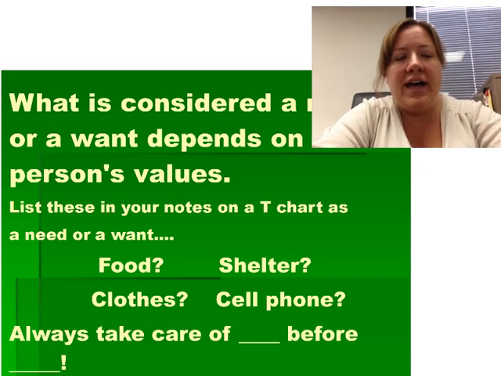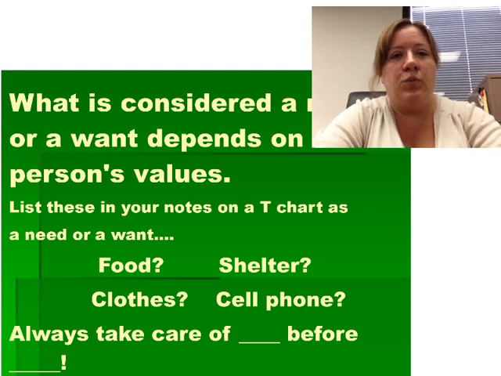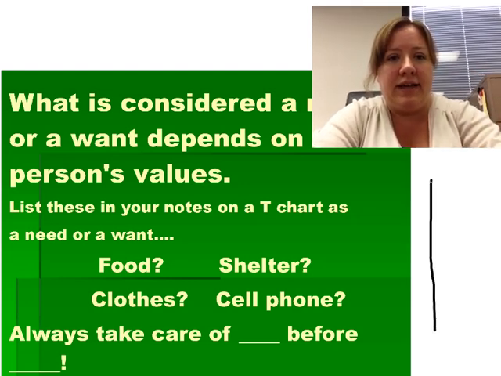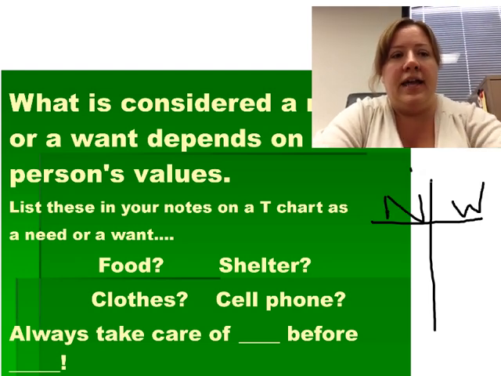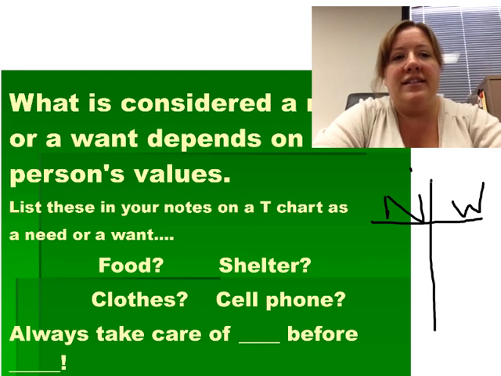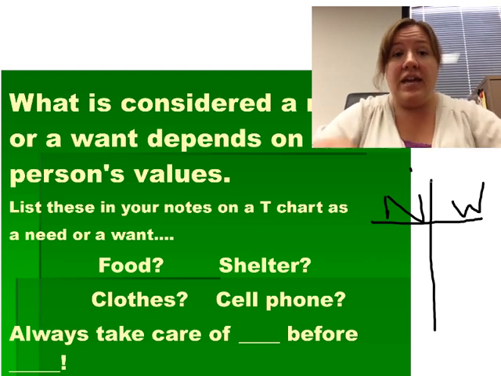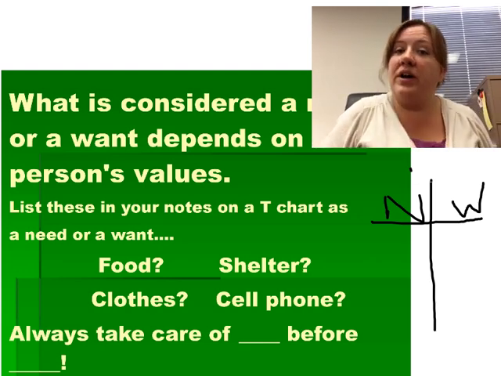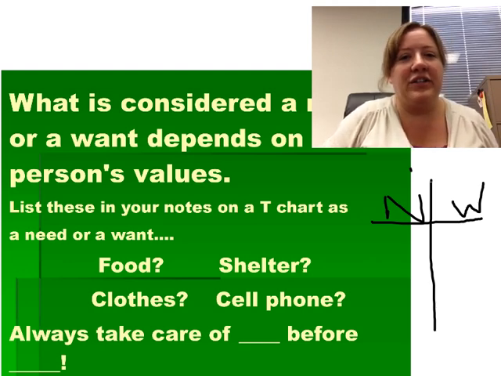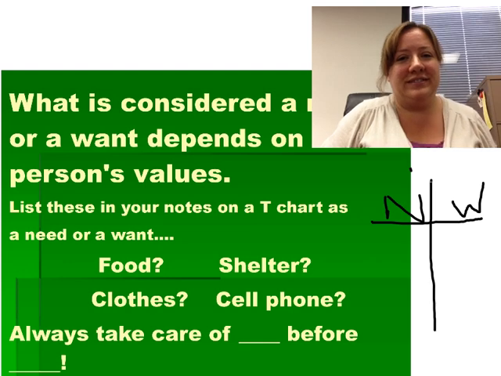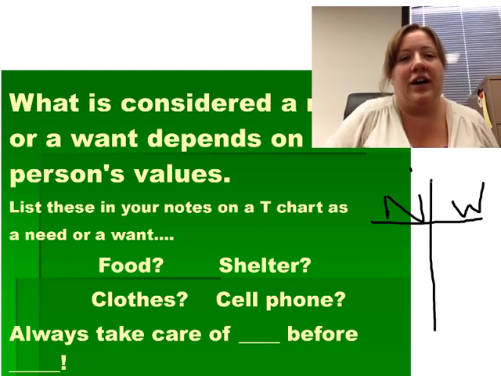So let's go ahead and have you make a T-chart, just a really small T-chart, and put needs at the top versus wants, with needs here and wants on this side. I want you to list these under the column that you believe they should go. Is food a need or a want? How about shelter? Clothes, your cell phone. That one usually gets students arguing or debating what side that should be on.